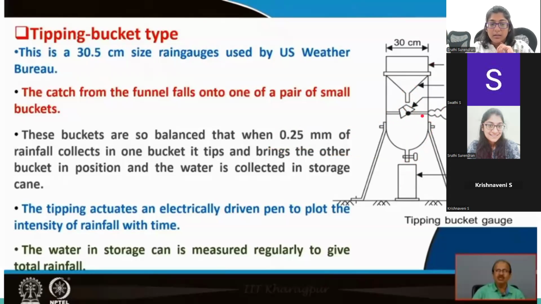So how is this a recording gauge? There is a pen and paper mechanism attached to this tipping bucket. Every time the bucket tips, there is a change in the graph that is being plotted, and this is how the measurement is done using a tipping bucket. Once the measuring jar is filled, they remove the water and keep it again for collecting water. These are the dimensions. It is a 30 centimeter diameter gauge, and the tipping bucket type is used by the US Weather Bureau. It is also used in our country.